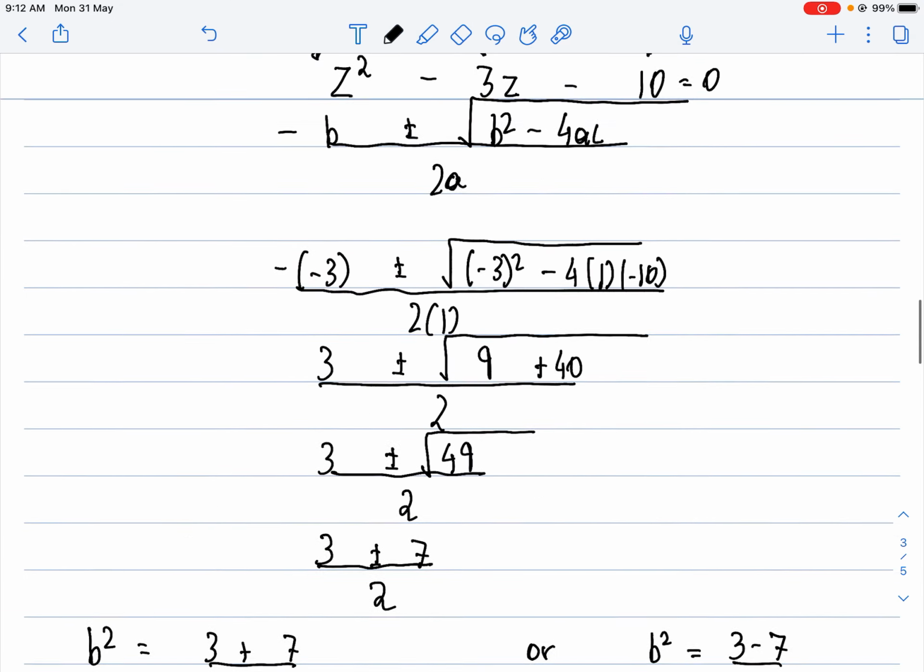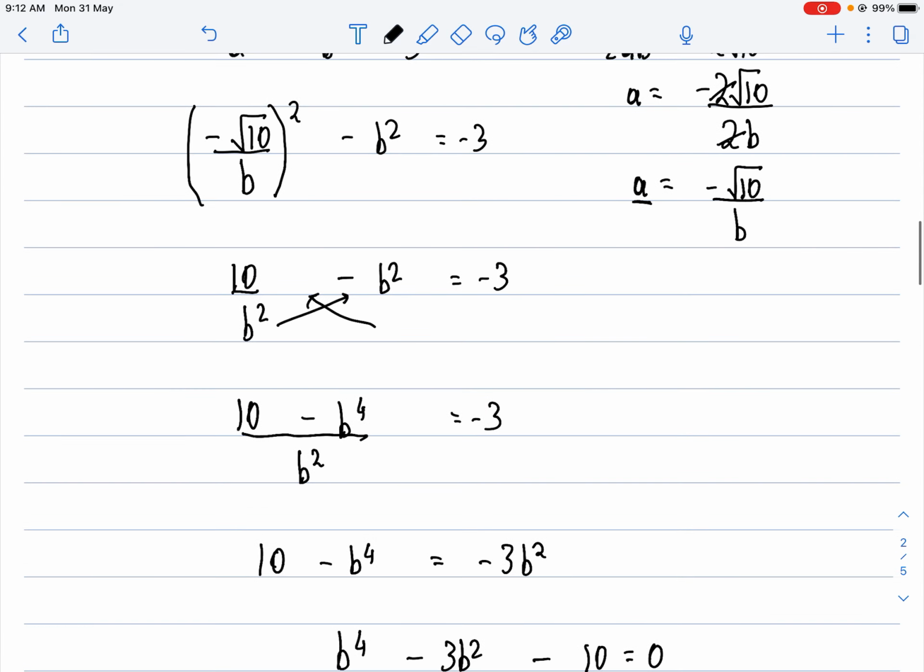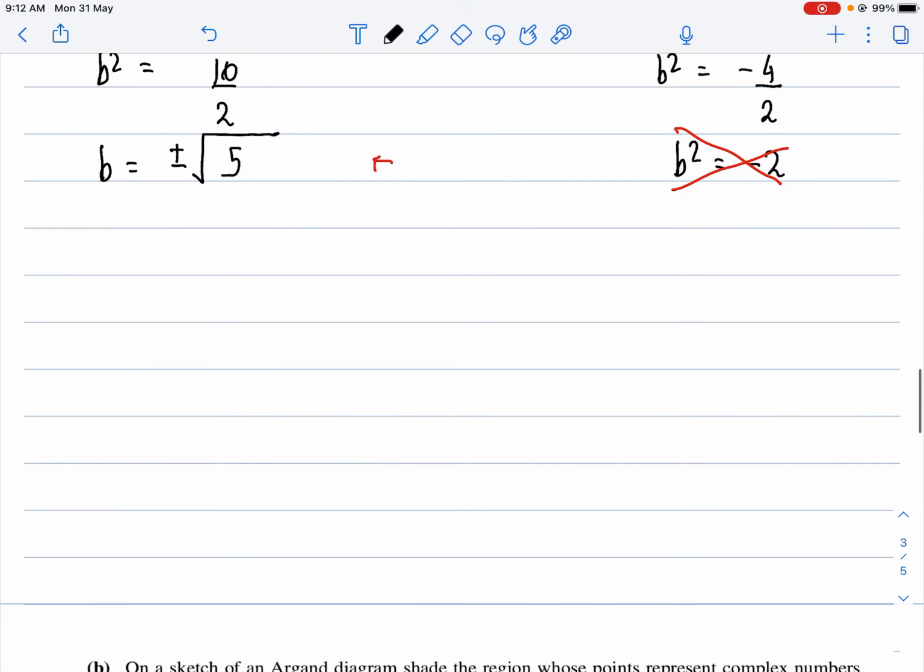Now the equation I have in mind is that a equals minus root 10 over b. So what I'll do first is I'll put plus root 5.